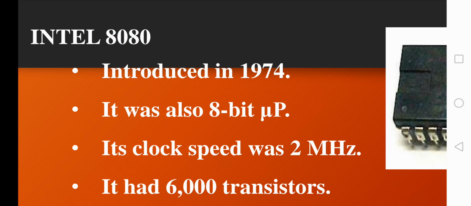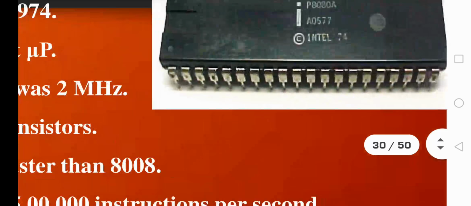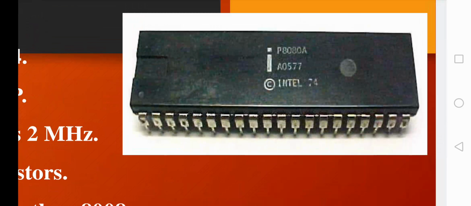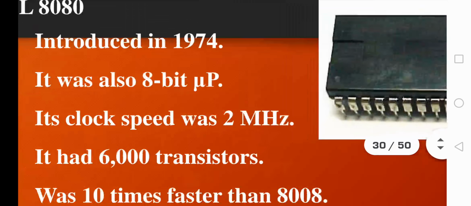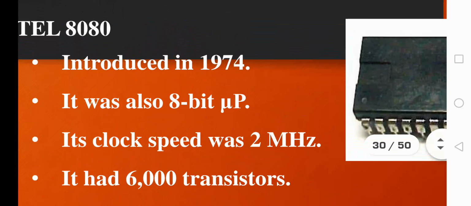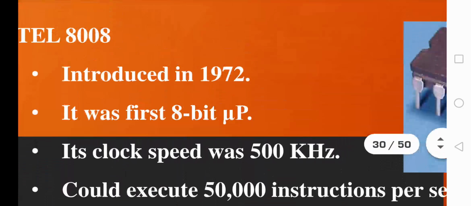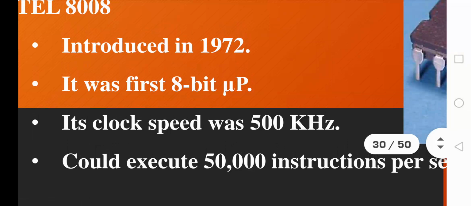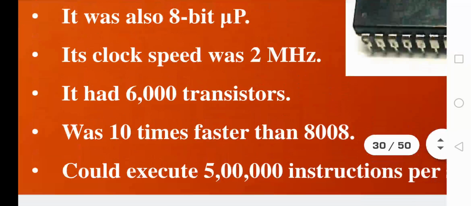Okay, so let us look into the details of the 8080. You can see the IC chip 8080 on the right-hand side of the slide. The clock speed of this 8080 is 2 megahertz. See, now the clock speed has increased. In the first 8-bit microprocessor, the 8008, it was just 500 kilohertz. Now the clock speed has risen to 2 megahertz.